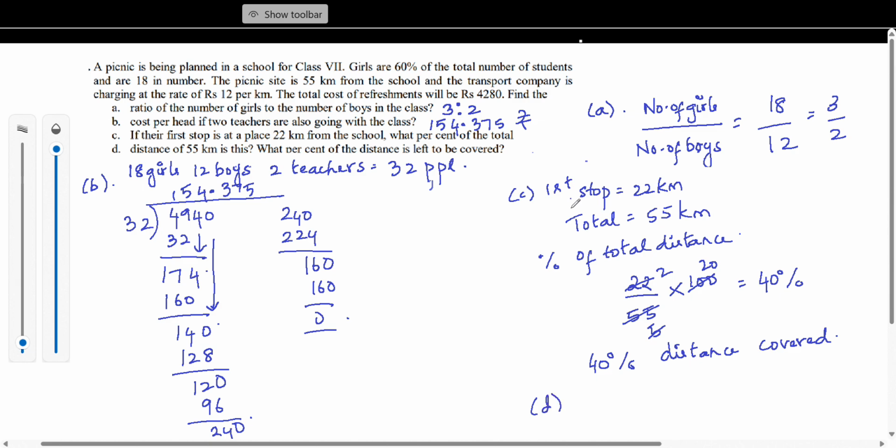So what percent is left? Obviously the entire thing should be 100%. If 40% is covered, 60% distance is left to be covered, which is got by subtracting 40 from 100. So this is a simple arithmetic question. You need to be careful. Solve one step by step. One leads to the other and you will get answers to the entire question. I'll see you in another video. Thank you.